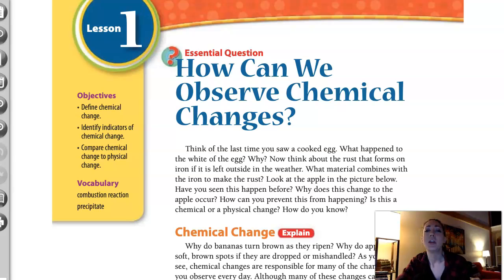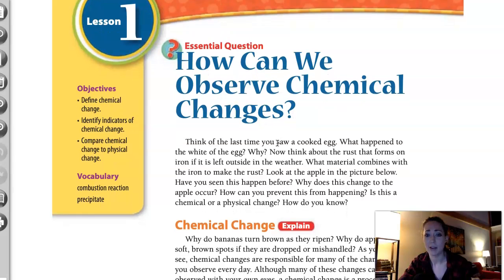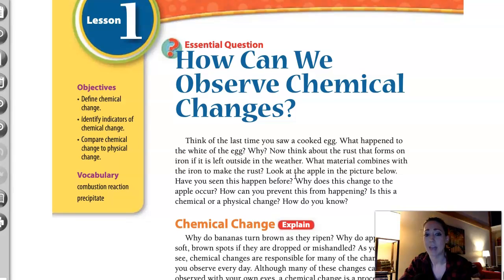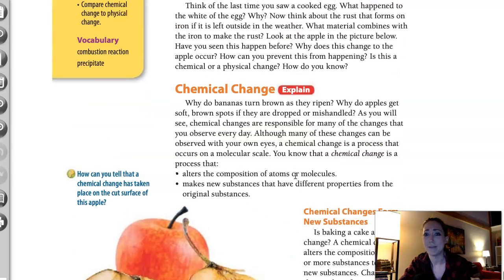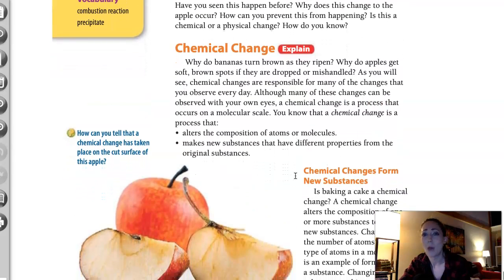So think of the last time you saw a cooked egg. What happens to the white of the egg? Now think about the rust that forms on iron if it's left outside in the weather. What material combines with the iron to make the rust? Look at the apple in the picture below. Have you seen that happen before? Why does this change to the apple occur? How can you prevent this from happening? Lemon juice. Is this a chemical or physical change?